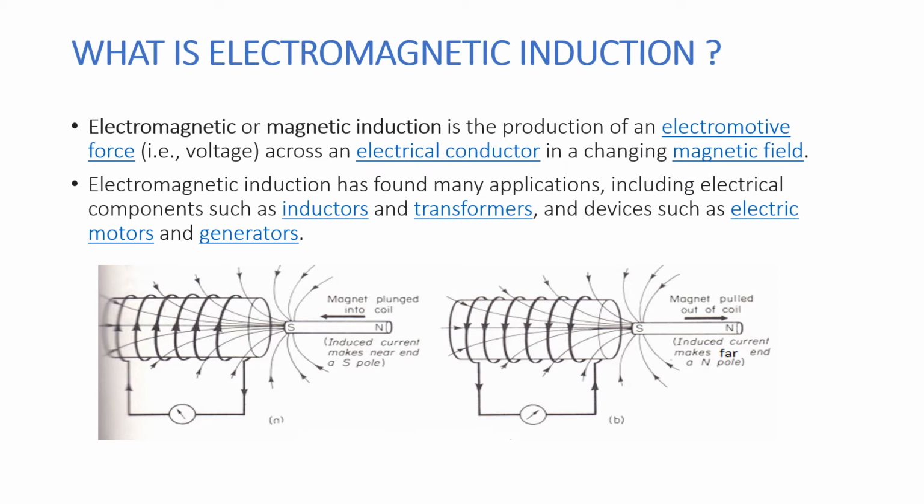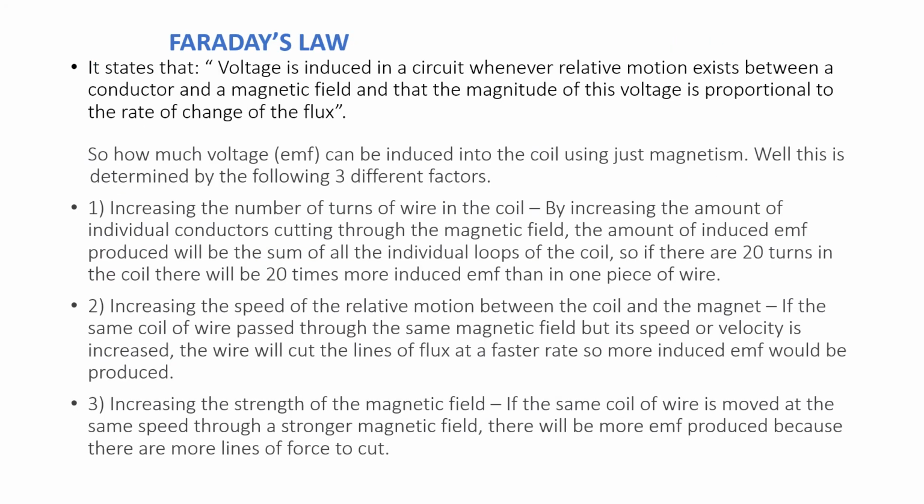Electromagnetic induction has many applications. These include electrical components such as inductors, transformers, and devices such as electric motors or generators. Faraday's law states that voltage is induced in a circuit whenever relative motion exists between a conductor and a magnetic field, and that the magnitude of this voltage is proportional to the rate of change of flux. That is, if we have motion between a conductor and a magnetic field, then a voltage is induced in the conductor.